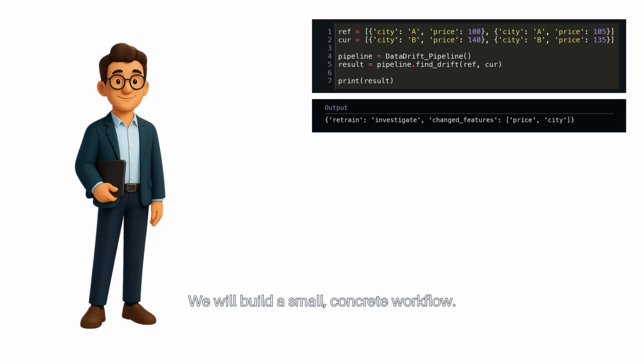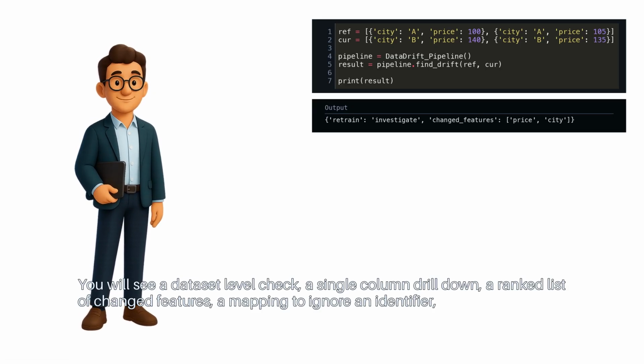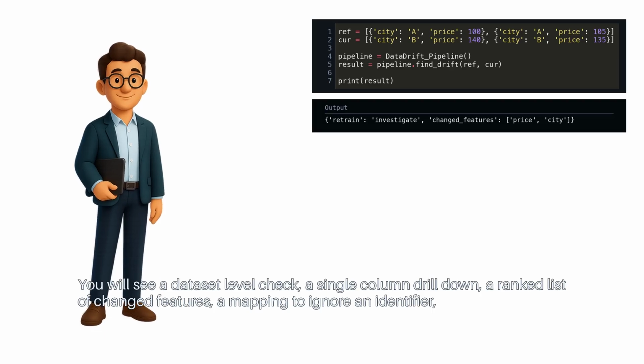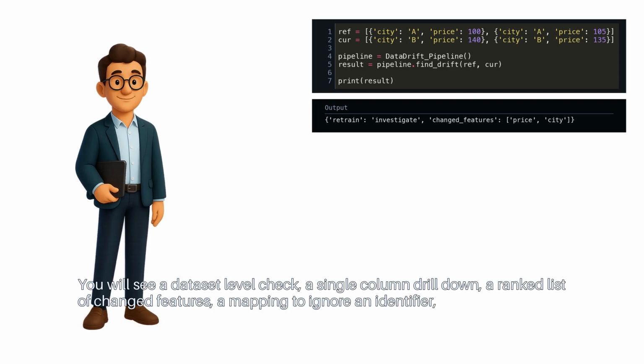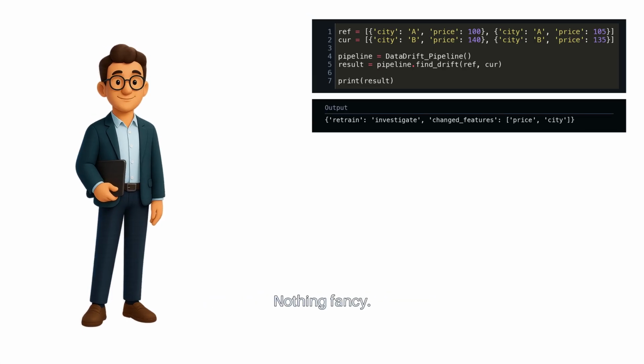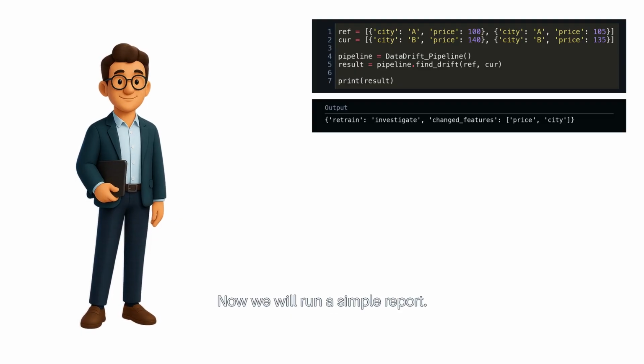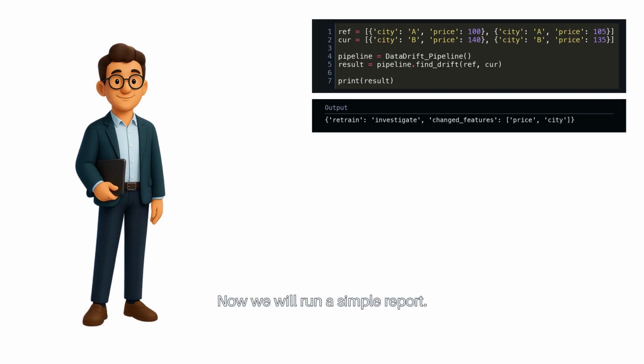We will build a small, concrete workflow. You will see a dataset level check, a single column drill down, a ranked list of changed features, a mapping to ignore an identifier, and finally, a simple retrain decision. Nothing fancy, just clear signals you can act on. Now we will run a simple report.